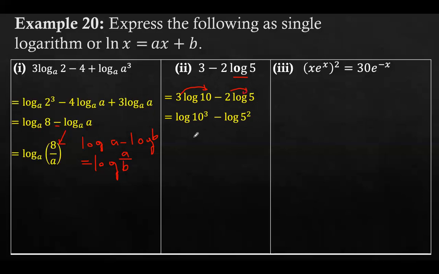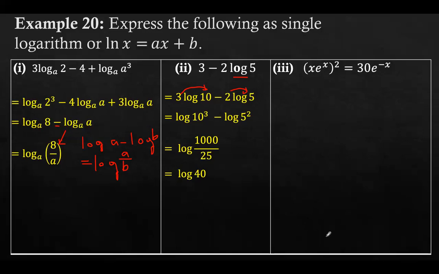All right, so now we can combine these two. If minus, then we make it become divide. That is log 1000 divided by 25. If 1000 divided by 25, you get log 40. So the question didn't ask you to solve it, but just to simplify it, express in a single logarithm.